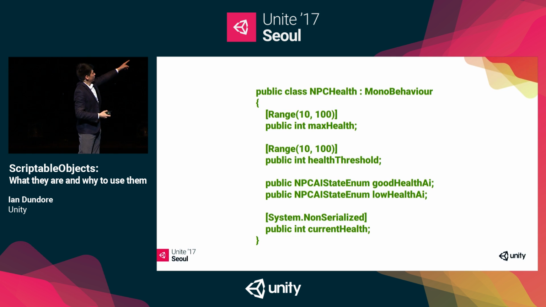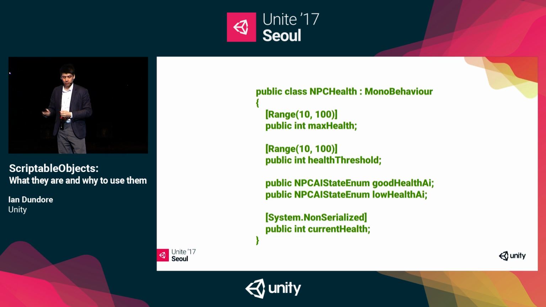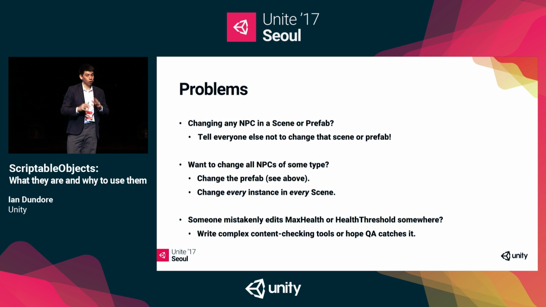We'll also have another integer in the middle there, which tells our AI system when the AI should switch between healthy and hurt states. And two other variables to describe what the AI's behavior should be when healthy or hurt. Very simple. Well, there's already some problems.